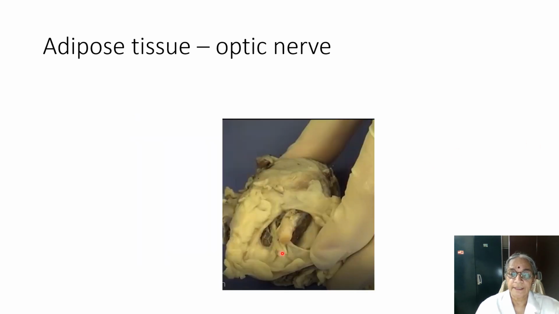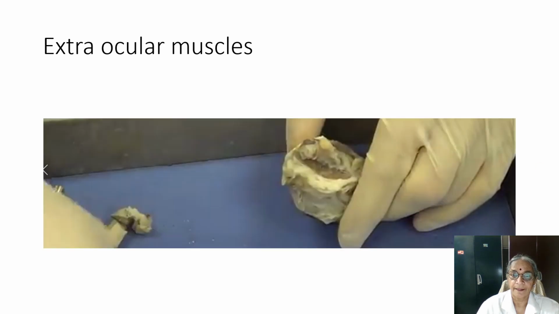Then if you see the posterior part of it, what you are seeing is the optic nerve, which is coming out from the posterior pole of the eyeball, and these brown colored ones are the extraocular muscles, and this is the extraocular fat. Here you can see the extraocular muscles and optic nerve more clearly after trimming the structures outside the eyeball.